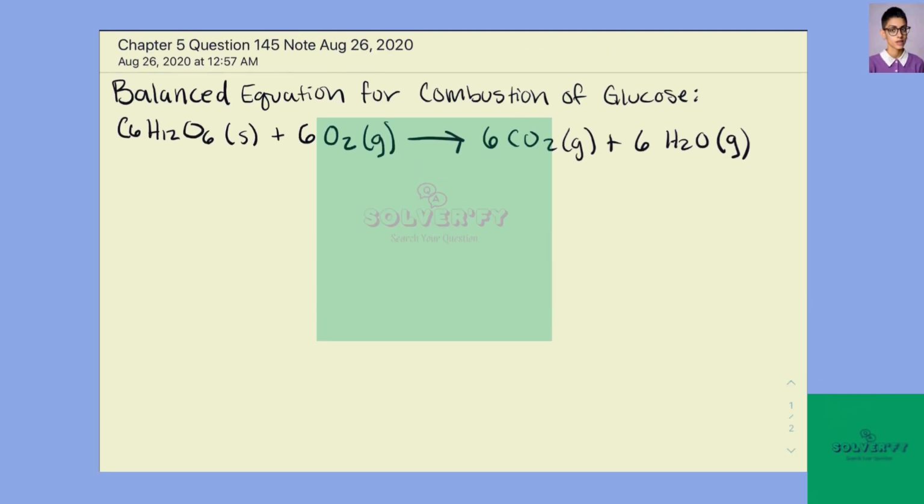For this question, we are going to be using this balanced equation for the combustion of glucose. And for the first part of this question, they are wanting us to find the volume of CO2 produced by 20 grams of glucose. So they tell us that our mass of glucose is equal to 20 grams.